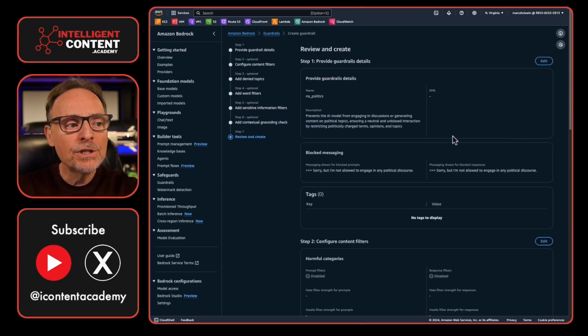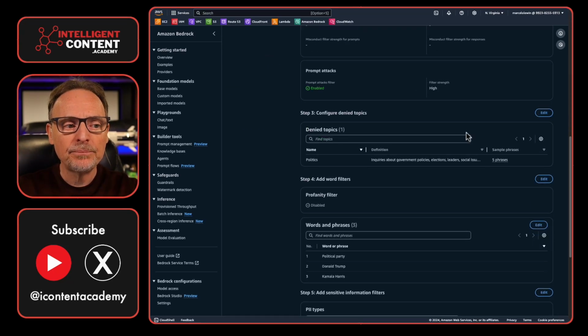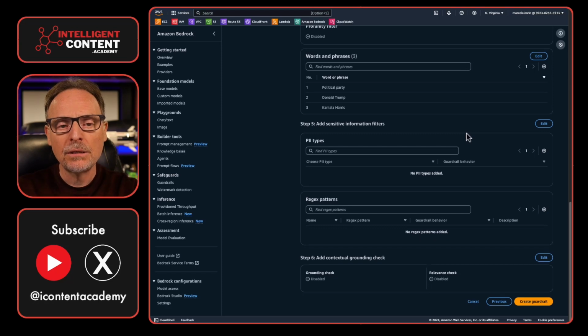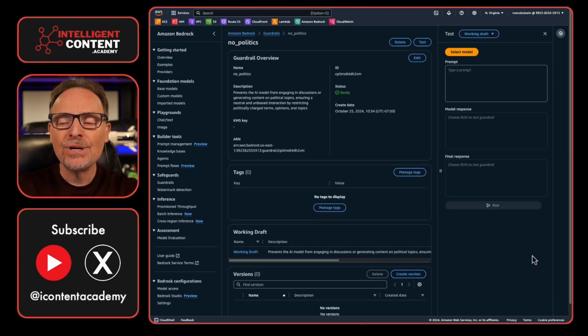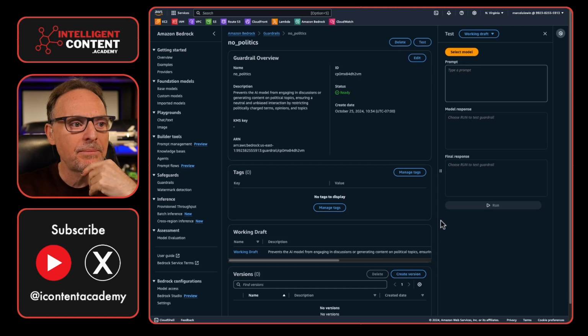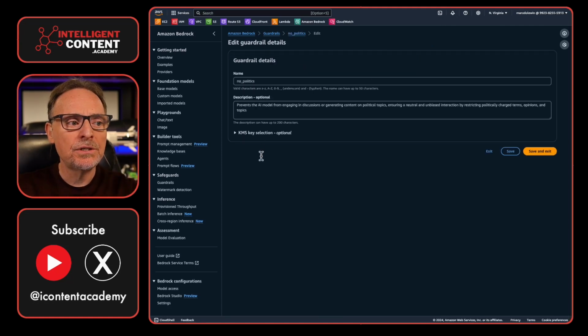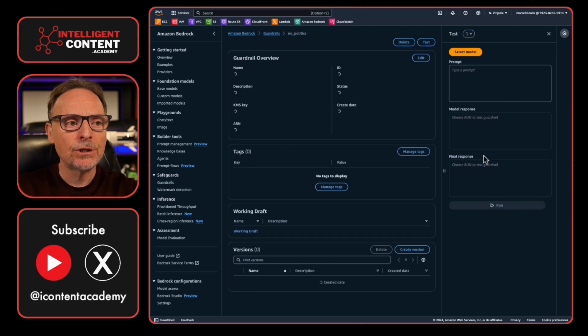All right, once we're done with this, we get the ability to review and create it. Now keep in mind, once you create it, that's it. You can't edit it, which I don't know why AWS doesn't allow us to edit it. You can edit the name and description, but you can't edit any of these parameters. For example, if I click on edit here, you can see that that's all we can edit. So we'll go ahead and exit.